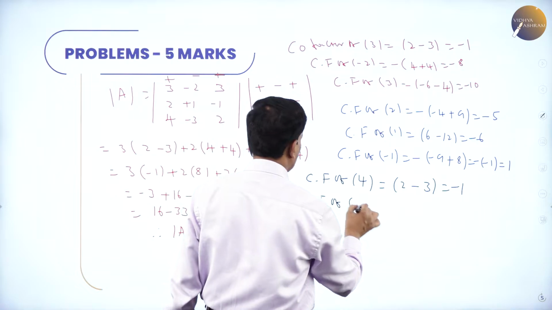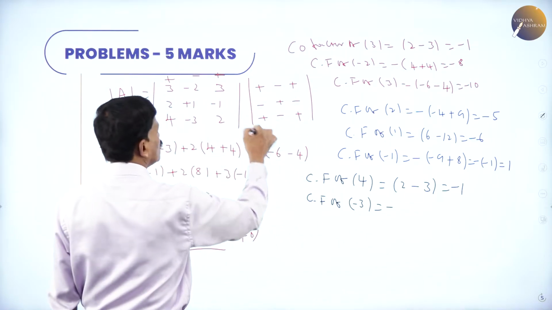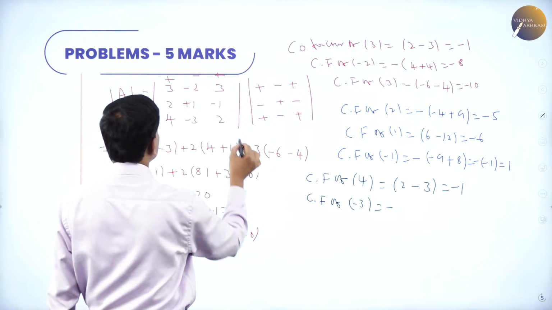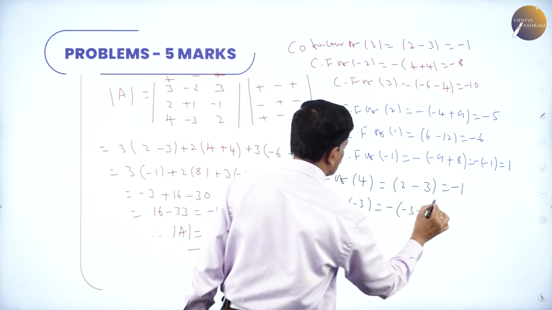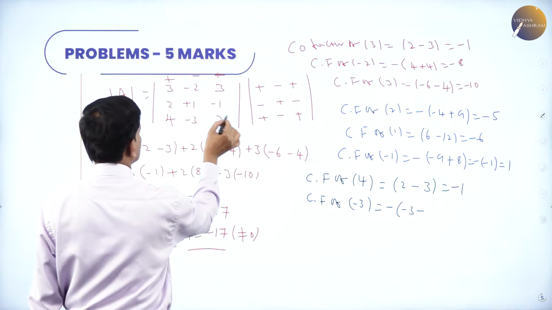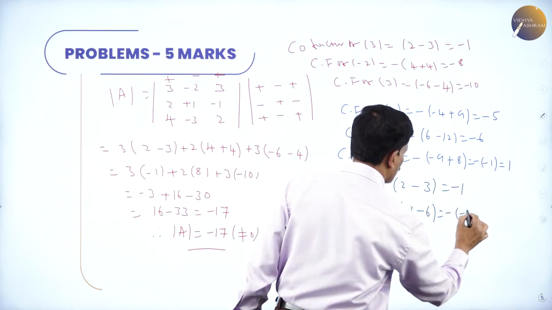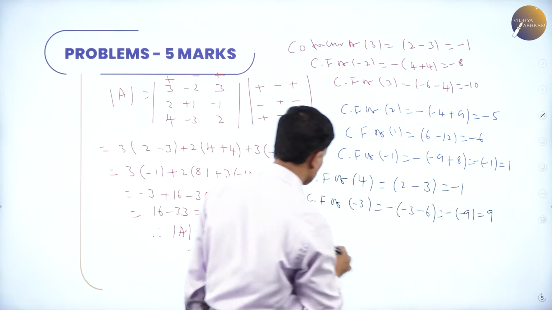Similarly, cofactor for the element minus 3. The sign is negative. Minus. This row and column is gone. 1 3s are 3. This is minus 3 minus minus. See, this row and column is deleted. 1 3s are 3. 2 3s are 6. Minus 6. So minus of minus 9. This is equal to plus 9.